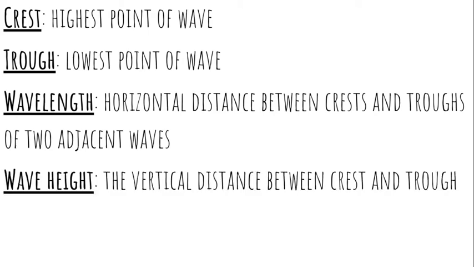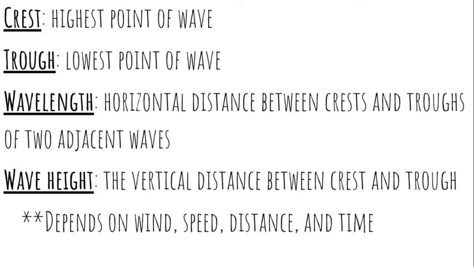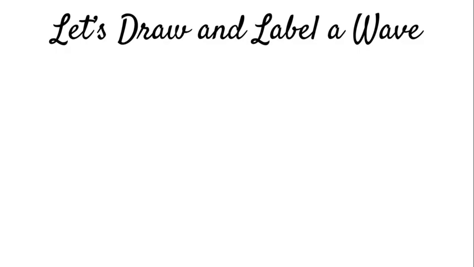And wave height. Wave height is the vertical distance, up to down, between crest and trough. Wave height depends on wind speed, distance, and time. So let's draw and label a wave. First, we need to draw a line which will represent sea level.